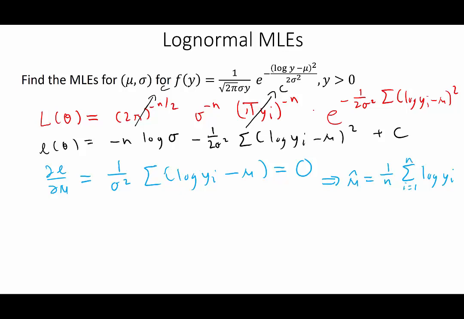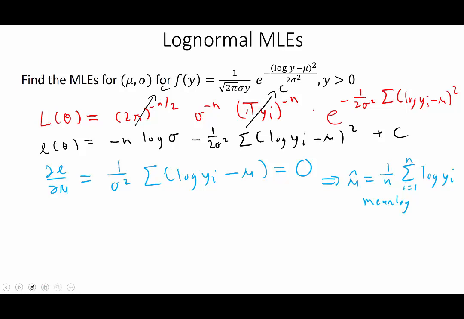This is actually very similar to what happens when you look at the MLE for the normal distribution, except that in this situation, I'm replacing the yi's with the log yi's. And for this reason, this parameter mu is often called the mean log, right? Because that's essentially what it is doing in this scenario.